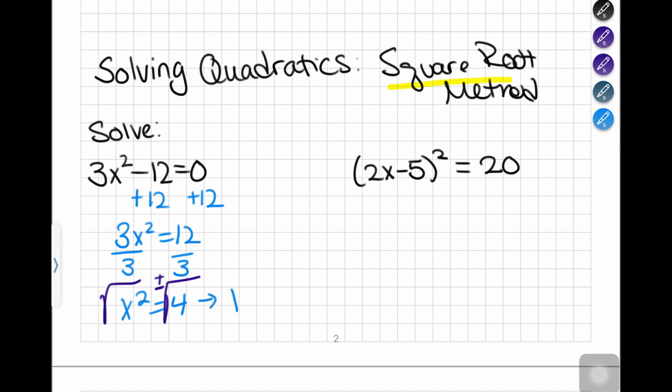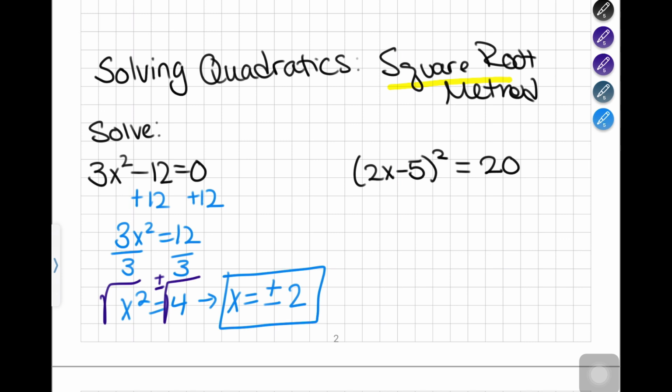The square root of x squared is x. Square root of 4 is 2, so x would equal positive or negative 2. I've got two solutions, positive 2 and negative 2.